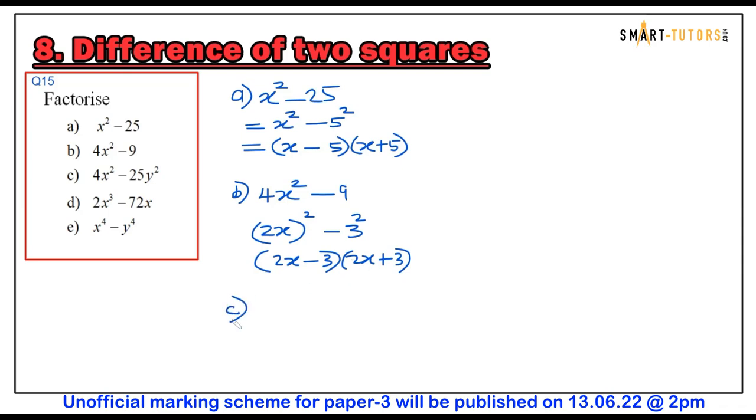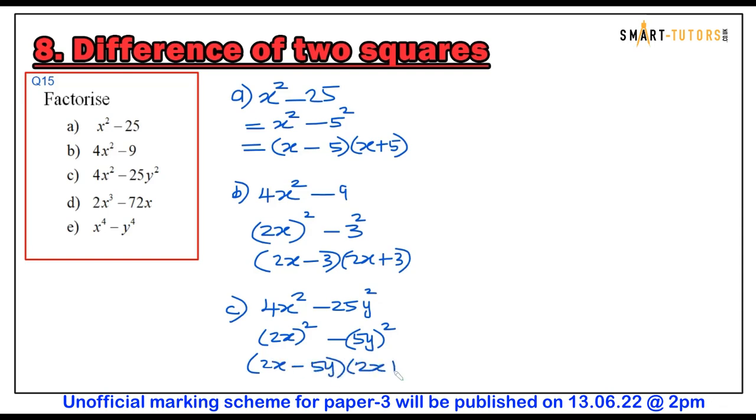And the C part, 4x squared minus 25y squared. This is the same technique, but 2x whole thing squared, and here also 5y whole thing squared. So in the first bracket, you can write 2x minus 5y, and the second bracket, 2x plus 5y.